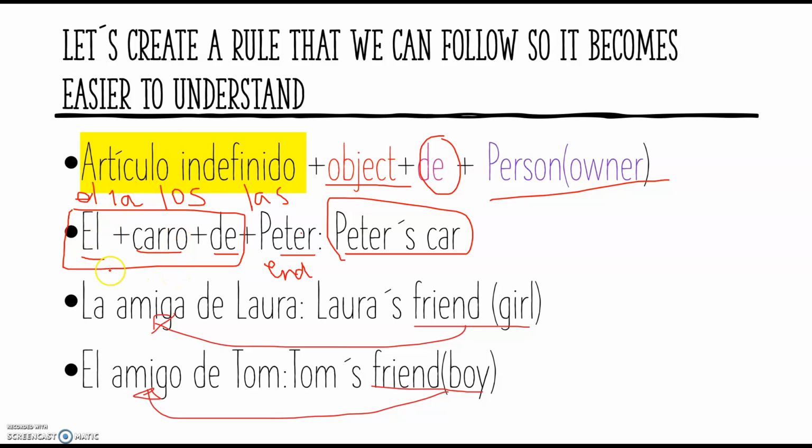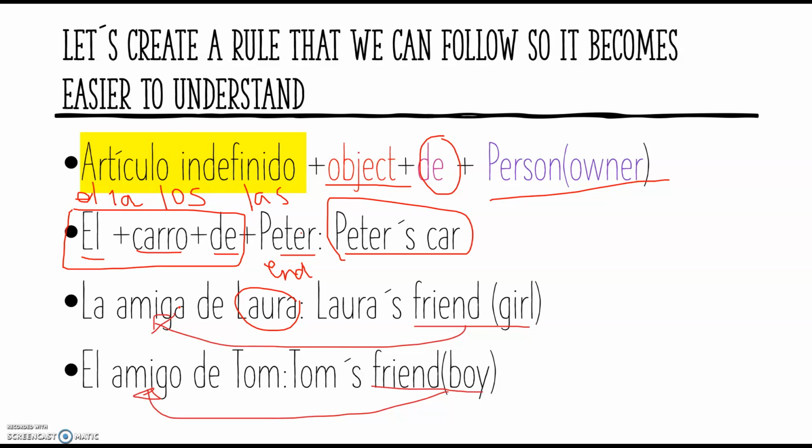Another example is la amiga de Laura. And here we're following the rule. La amiga de Laura. So, article, the object here, de, and Laura. Again, Laura goes at the end, but in English it goes at the beginning. So Laura's friend. And friend, I put here, is a girl. We have to say amiga because it's a girl.